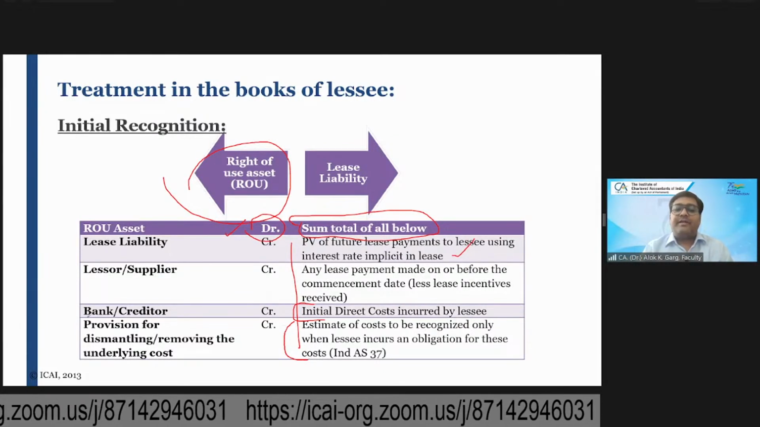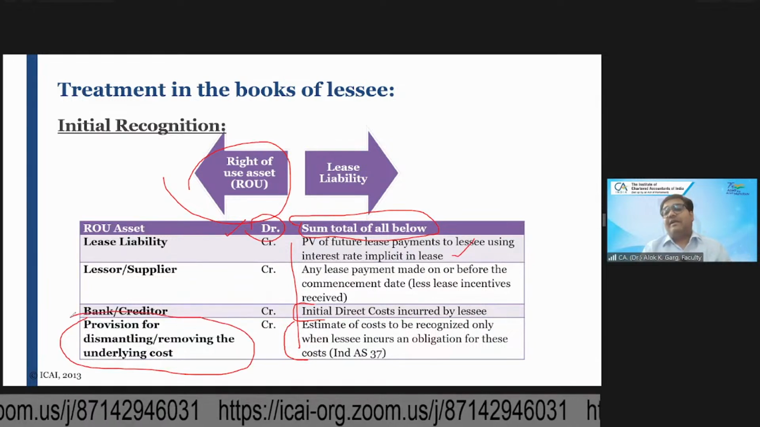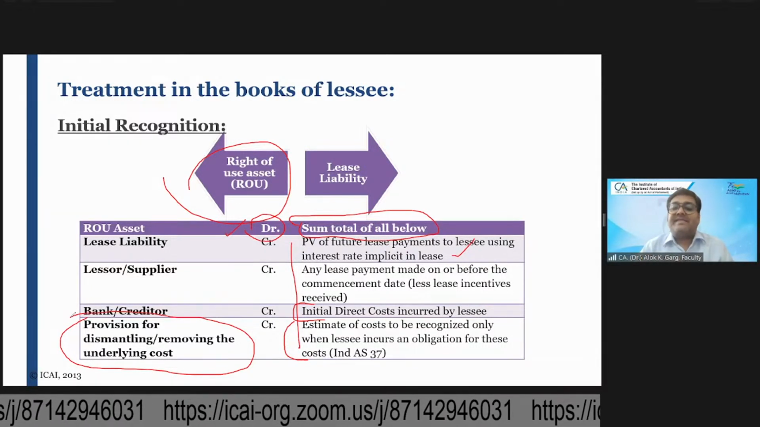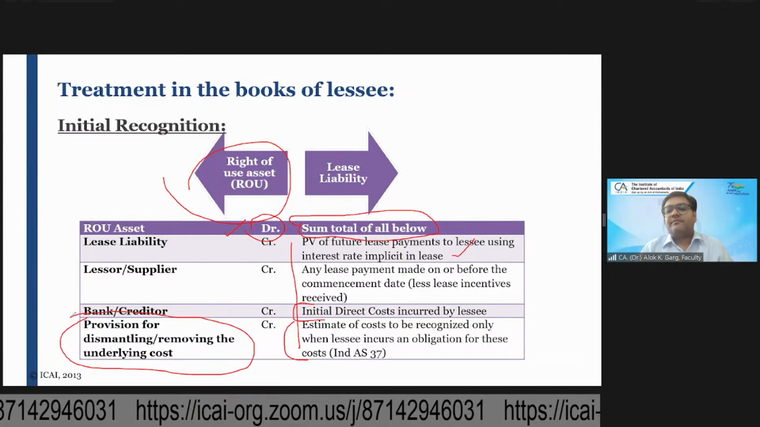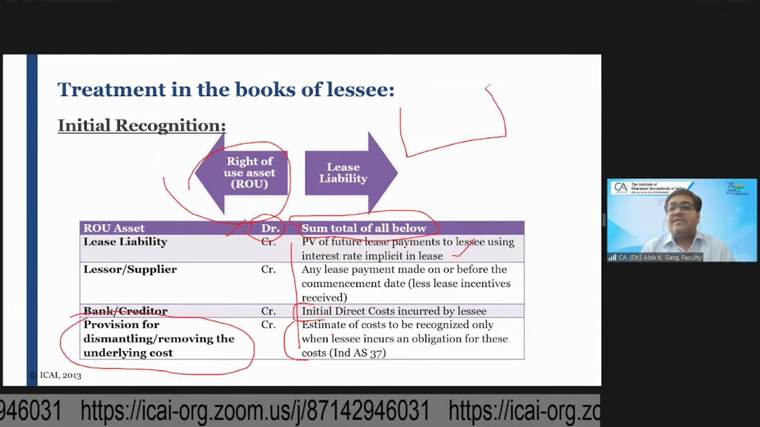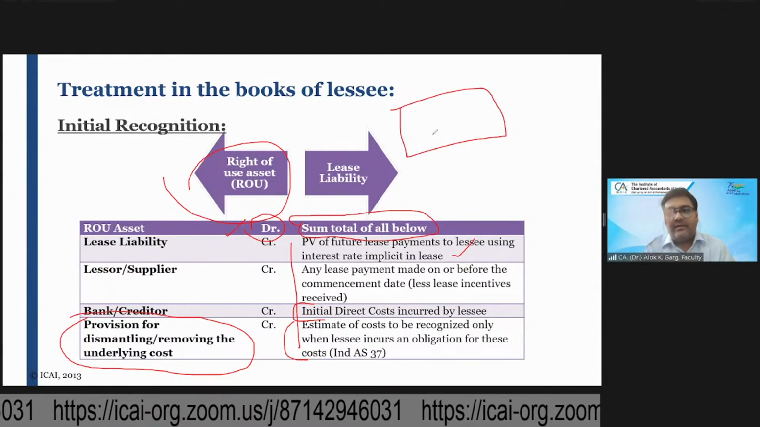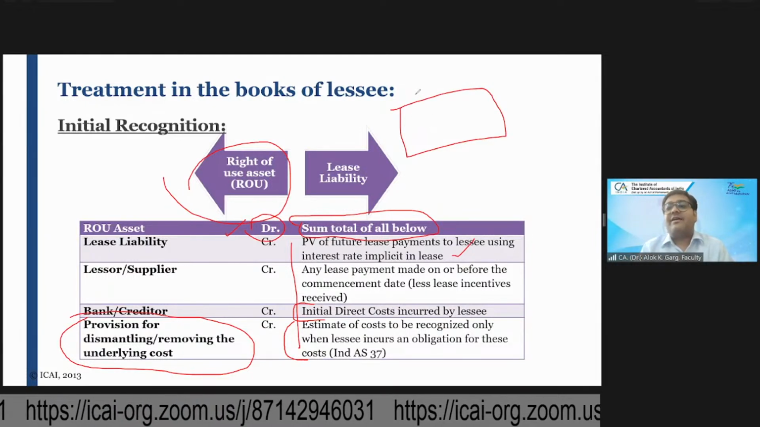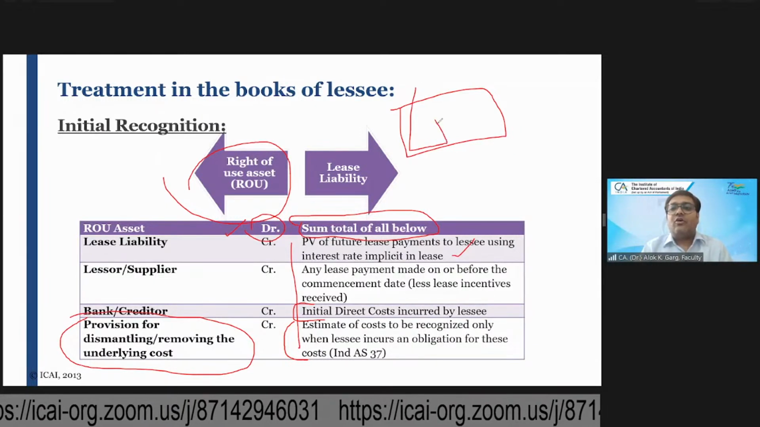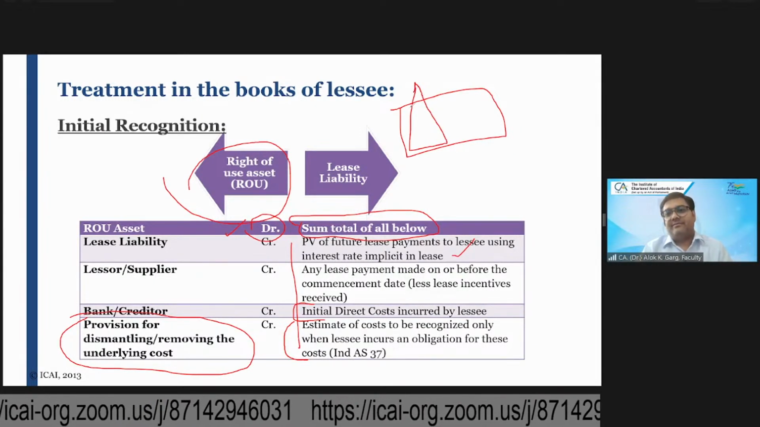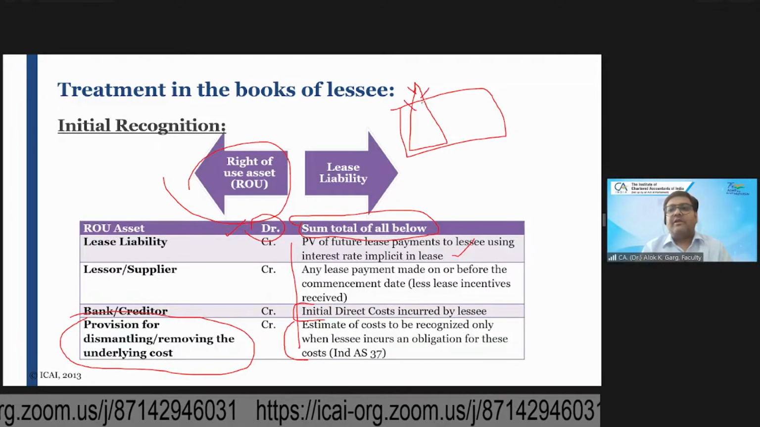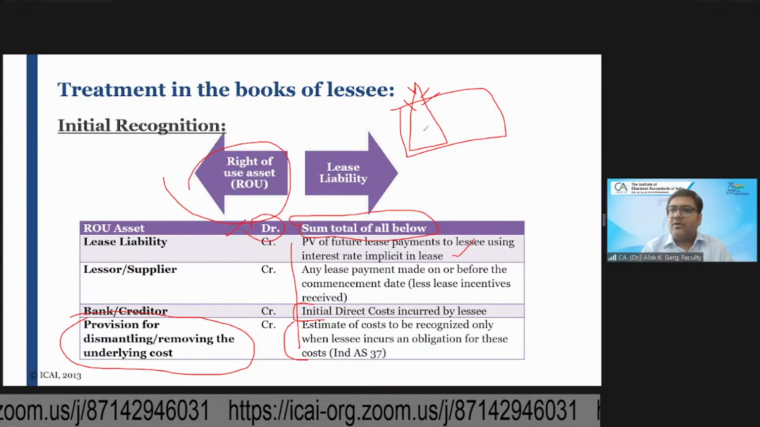Now, one of the important aspects is the provision for dismantling, the asset retirement obligation, which we have also read in the PPE standard. For example, the company has taken premises on a lease basis. Like all these tower infra companies, telecom tower companies, they put a tower on the land, on the leasehold land. Okay.